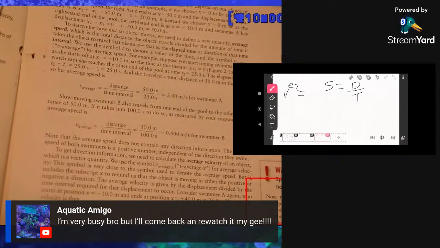Look at that. I just did the equation right there without really trying. All right, so we just solved all that just by writing that.